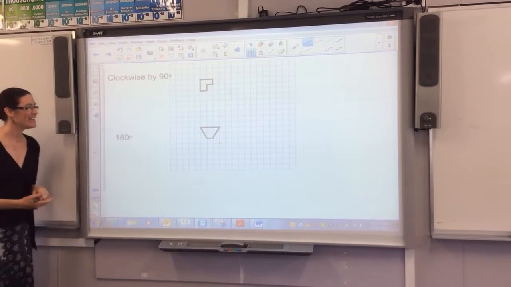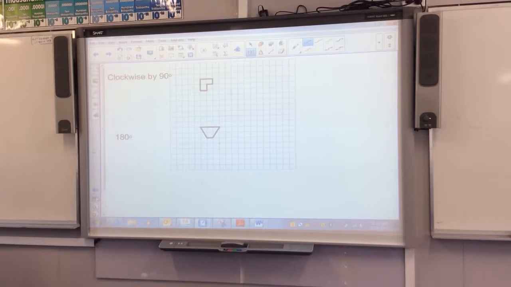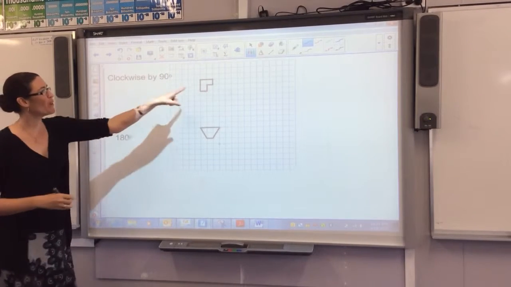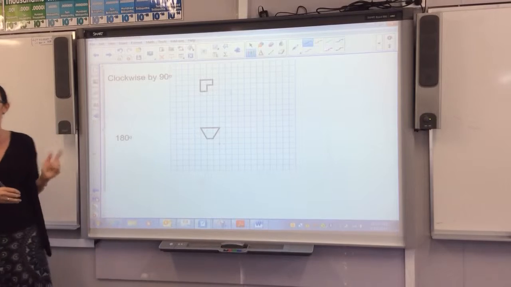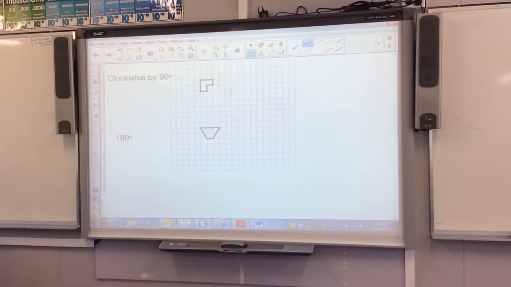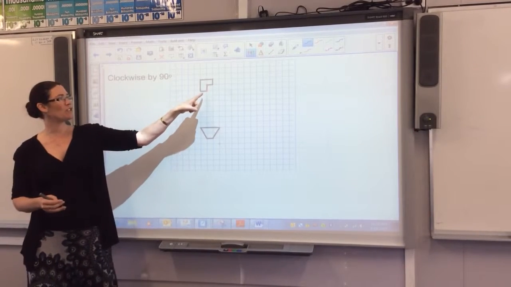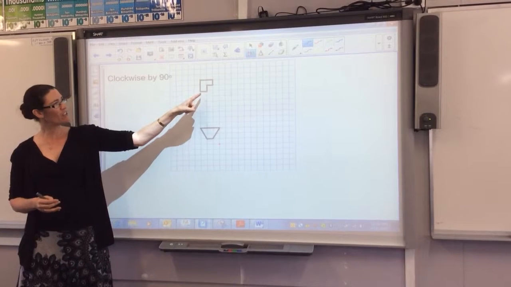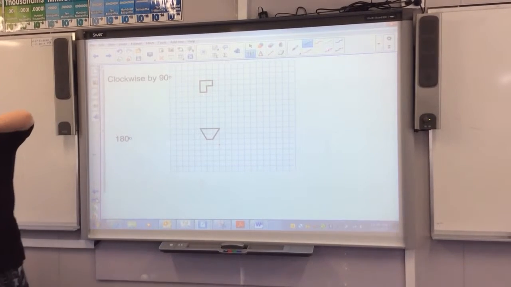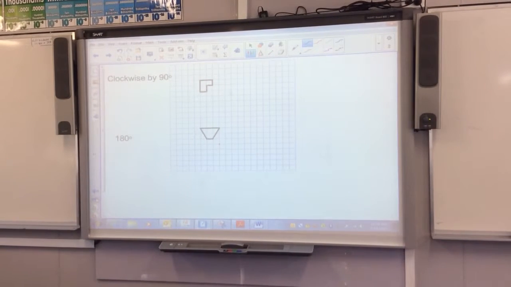Okay, this is the last example. I've got a grid and 2 shapes. We're going to rotate the first one clockwise by 90 degrees. Now we always need a point to rotate it around. On my diagram, there is a little red dot. I'm going to rotate it around that dot by 90 degrees.